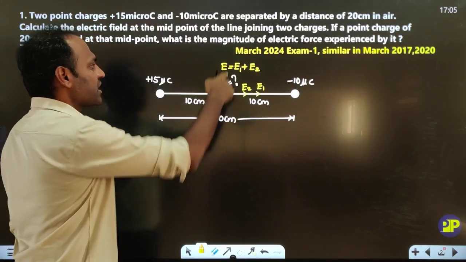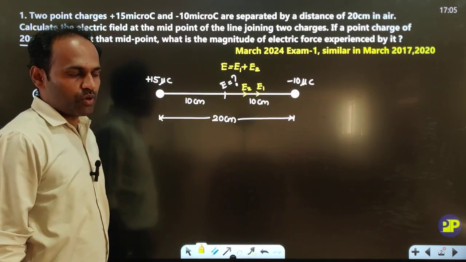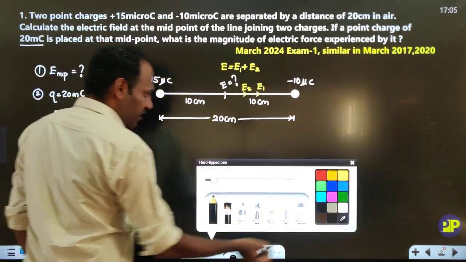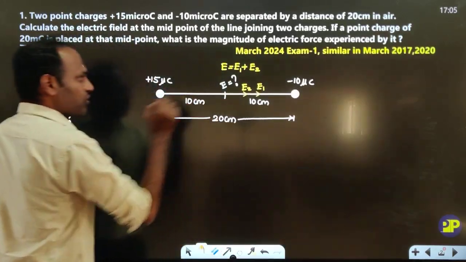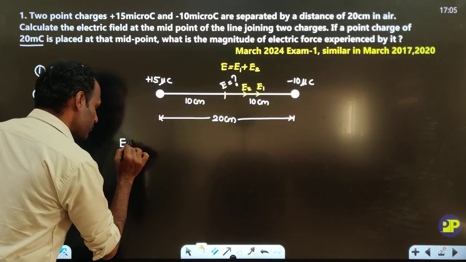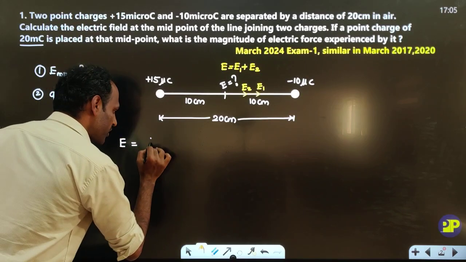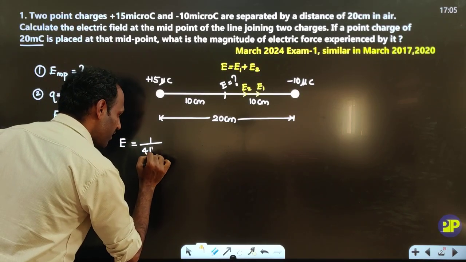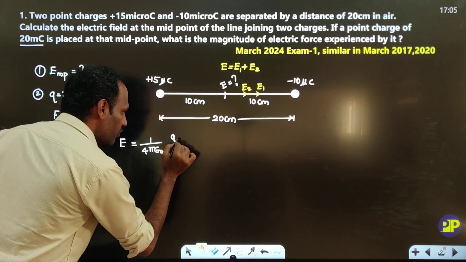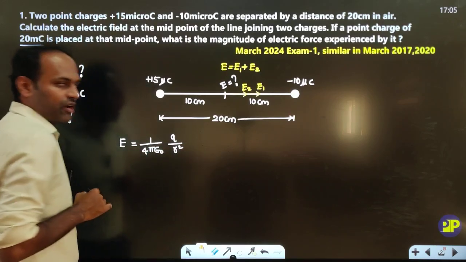If they were in opposite directions, you will have to subtract. So what you have to do here, you have to first calculate the values of E1 and E2. To calculate E1 and E2 values, you must use the electric field of a point charge formula, that is 1 by 4 pi epsilon naught Q divided by R square. This formula we have to use.